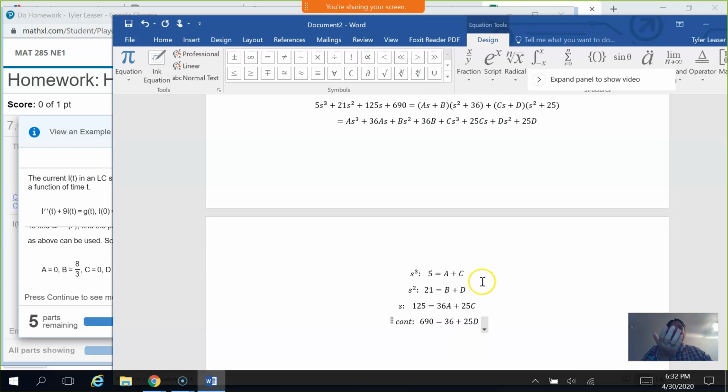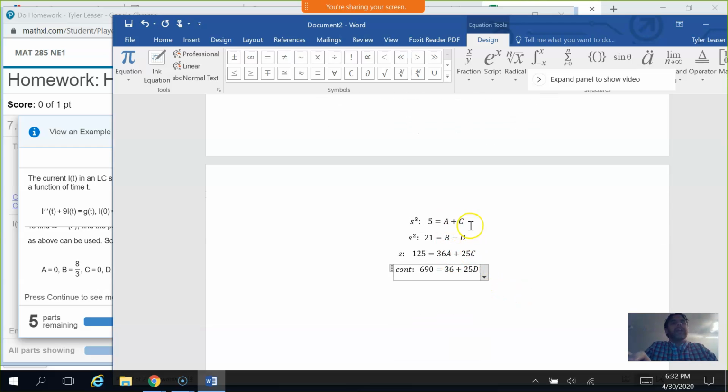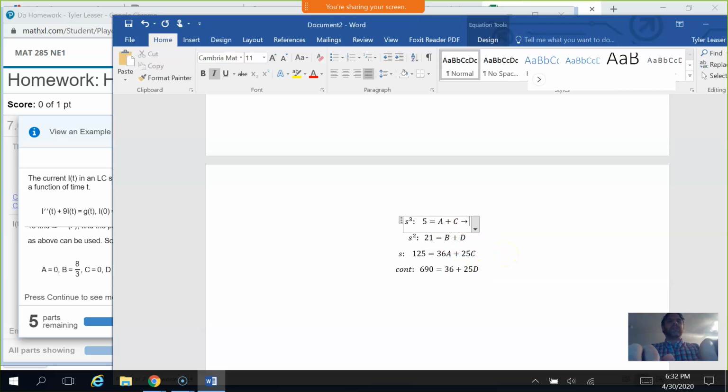Okay, and then we solve this, like however you feel comfortable solving. Looks like substitution will be the easiest. This first equation, I could solve for either A or C and plug it into the third equation. This one, I could solve for either B or D and plug that into the fourth equation. So maybe this first equation, we'll just solve it for A and get A is 5 minus C. And then if I substitute that into the third equation, I get 125 is equal to 36 times 5 minus C plus 25C.